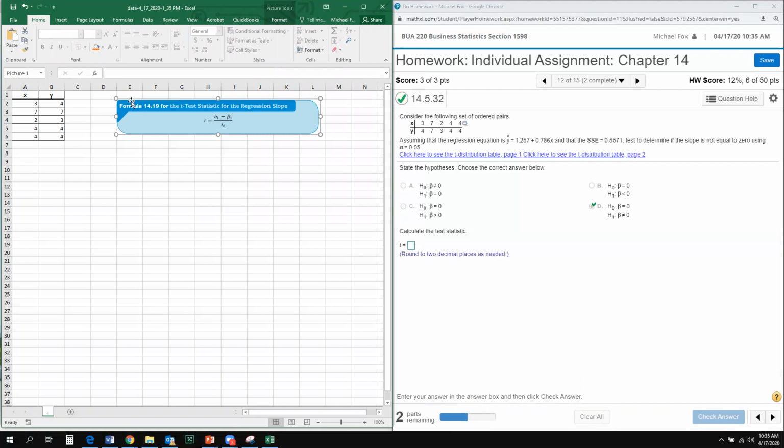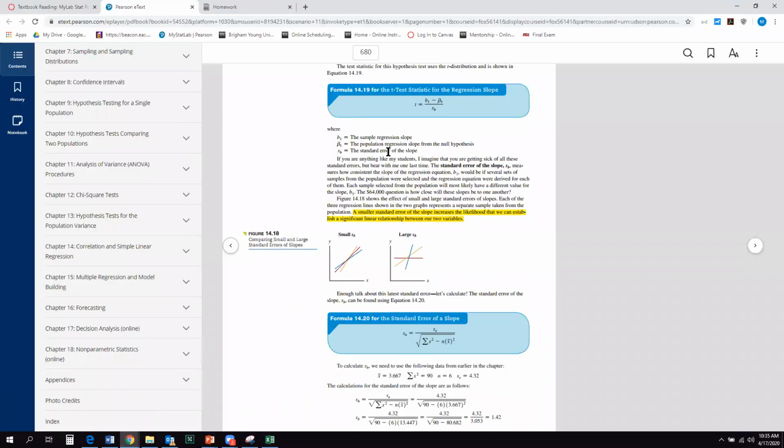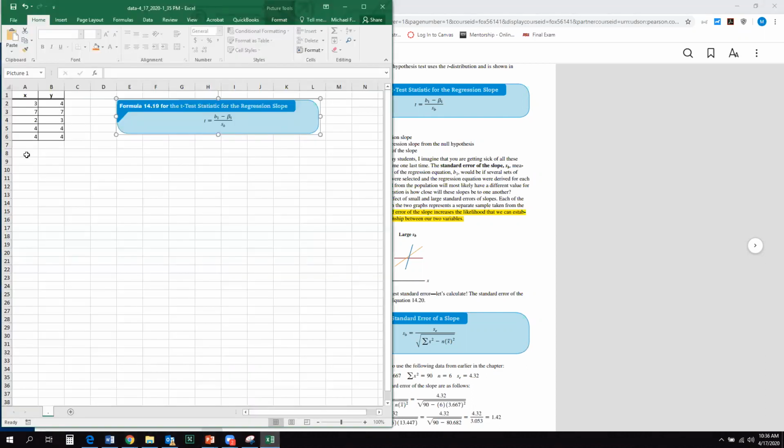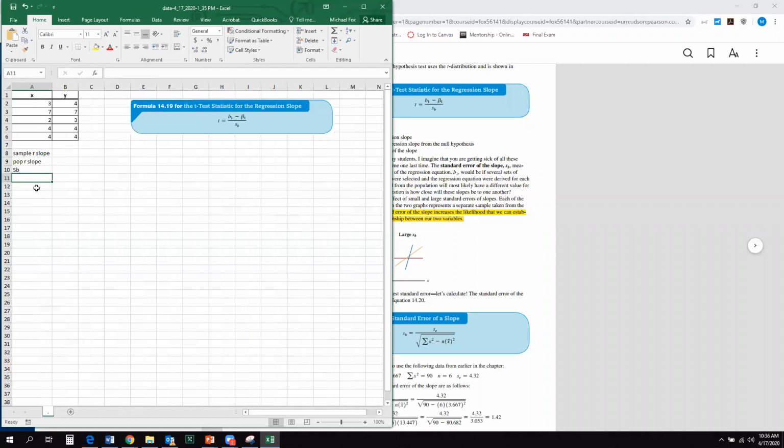In order to do that, I'm going to need some additional information. If we look at the book, it's going to tell us the definition of each of these things. b1 is the sample regression slope, beta 1 is the population regression slope from the null hypothesis, and s_b is the standard error of the slope. So those are the three things we need. I'll label them sample regression slope, population regression slope, and SB for the standard error of the slope, and that's going to find us our t-test statistic.